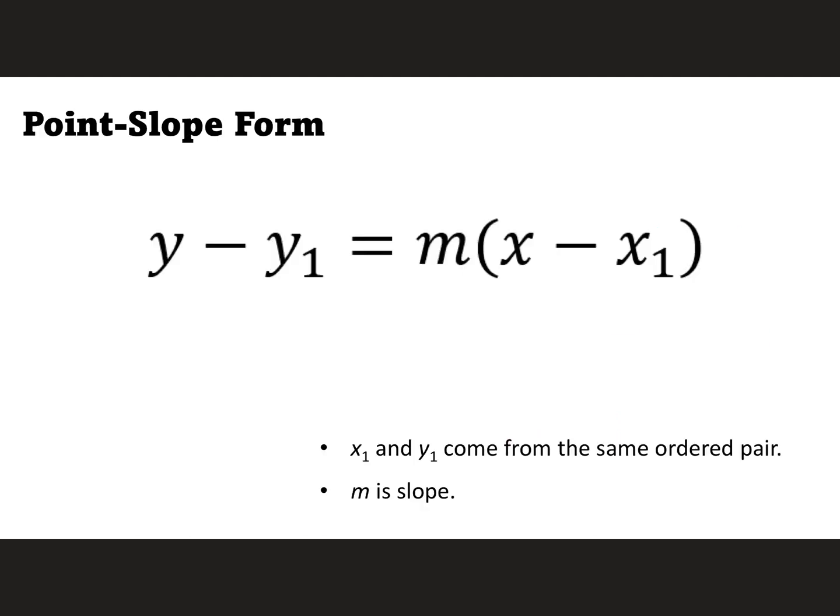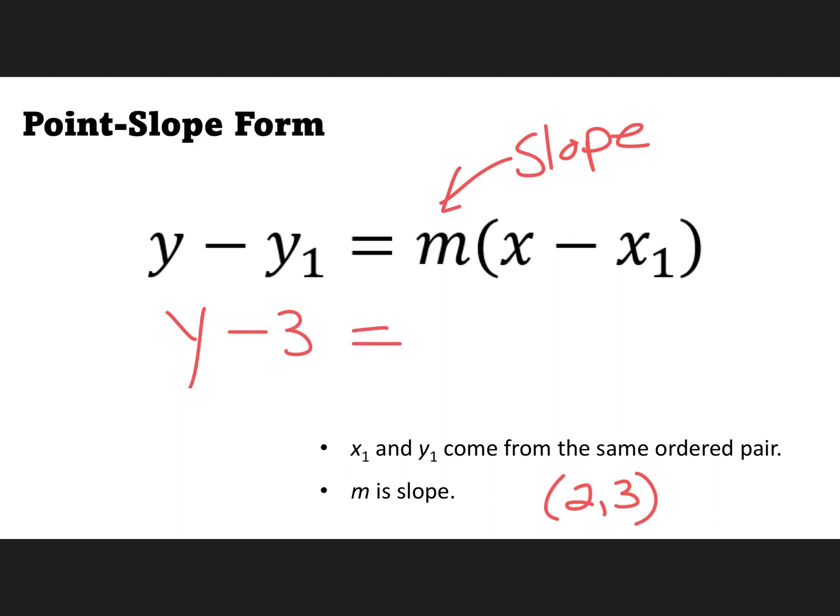Point-slope form equation is just made out of one point on its line and the slope of the line. And so here the m is the slope right here. And then the x1 and the y1 come from the exact same ordered pair. For example, if I had an ordered pair of 2, 3, then I would have the y value of 3 right here. And then let's say my slope is 1/3. So I put 1/3. And then x minus the x value of that ordered pair. And that's how I do it.